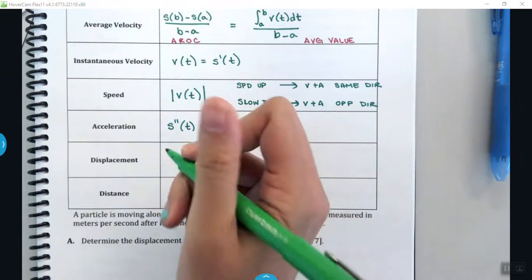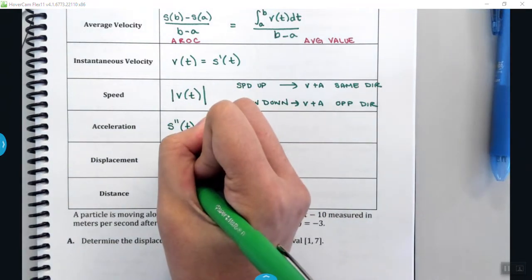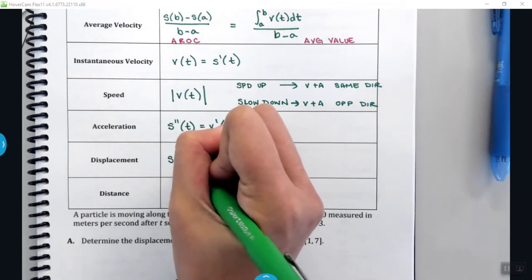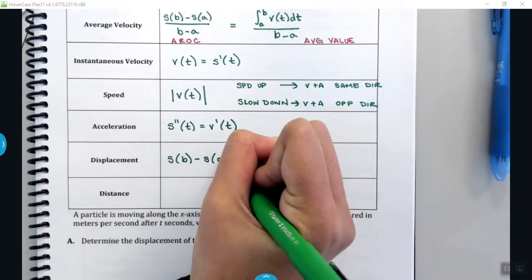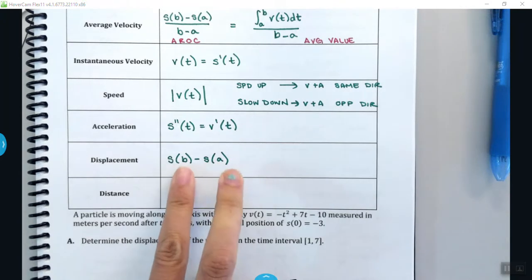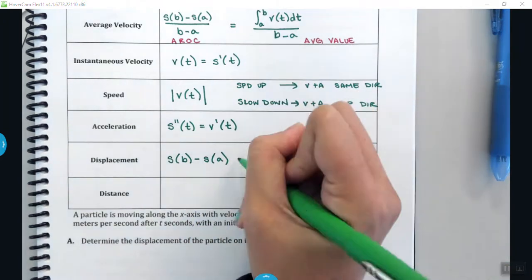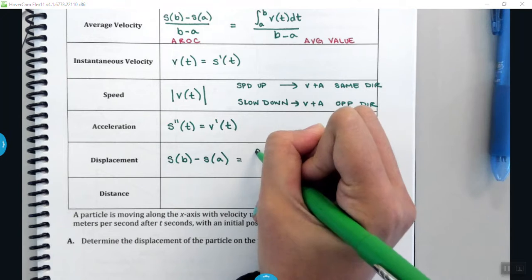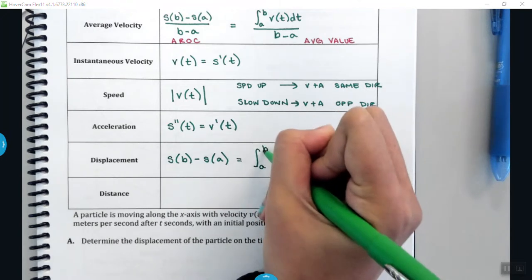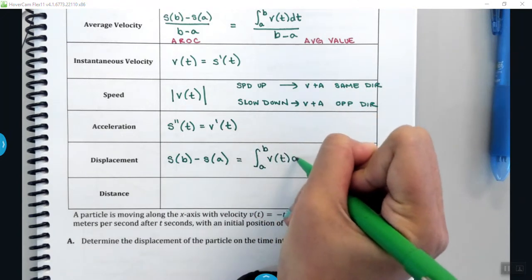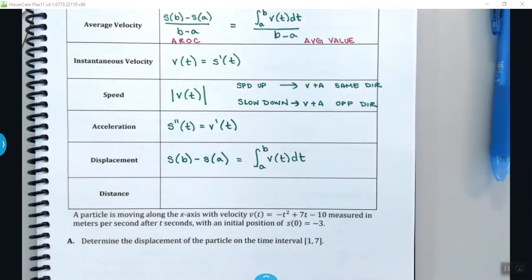Displacement is, what is displacement? S of B minus S of A only. So that's displacement, your position at B minus your position at A. If you're given velocity, it's the integral from A to B of velocity. When you integrate velocity, that equals this anyway, so that's displacement.